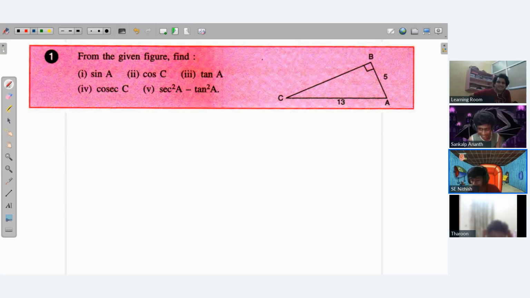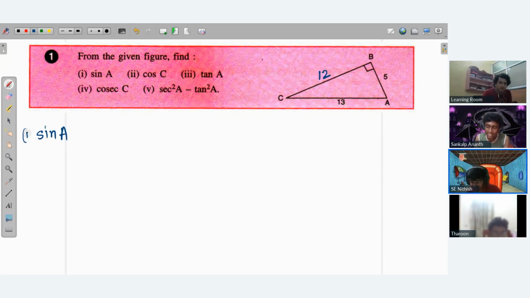So 13 square is 169, right? What's 169 minus 25? It's 144, and 12 square is 144. So by now you all should have got that perpendicular is 12.